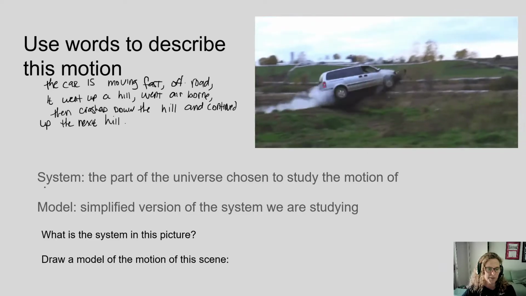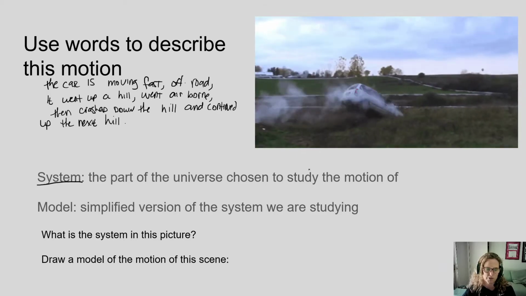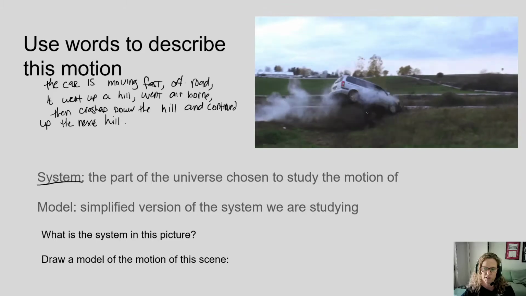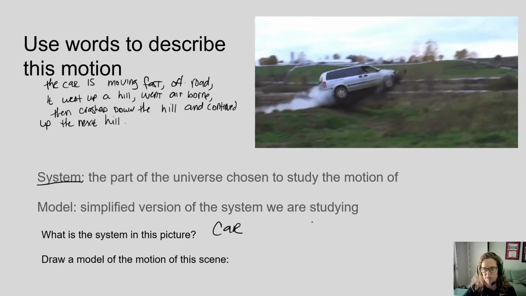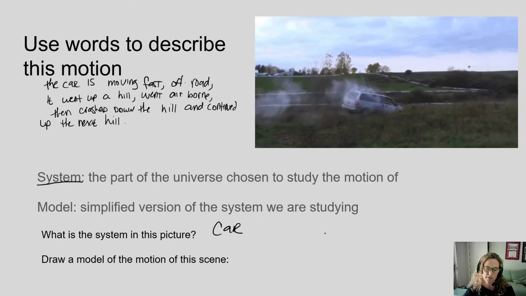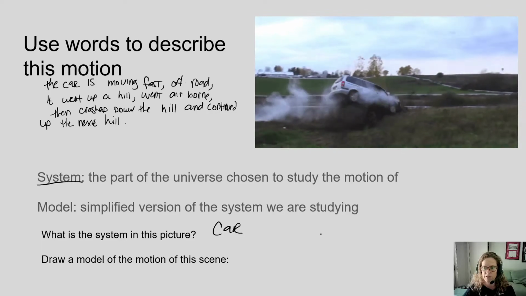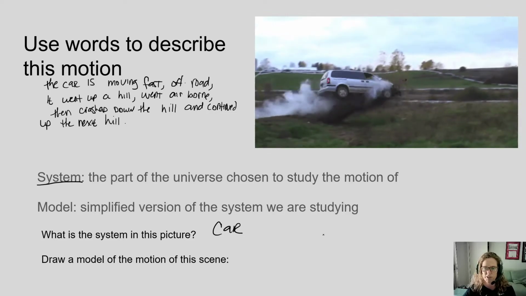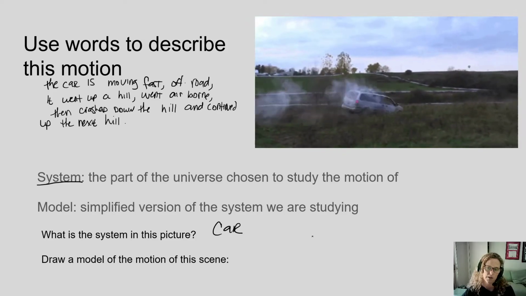So when we are talking about things, the system is the part of the universe we're choosing to study the motion of. So we don't want to look at the whole world in this case. In this case, we just want to look at the car. The car is the system that's moving that we want to study. Maybe it's going to be a ball rolling or a rocket shooting into space, but whatever's moving and what we're studying, we just want to zoom into that. So in this case, it's the car.